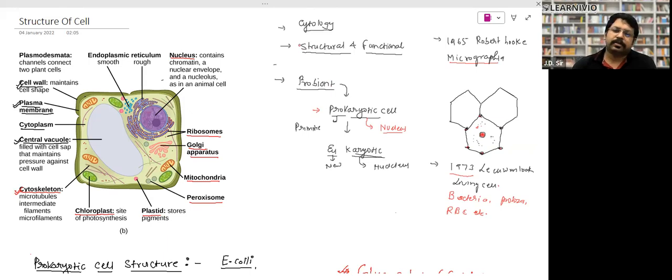So cell is the structural and functional unit of the plant. And this is important. In 1665, there was a scientist, his name was Robert Hooke. Robert Hooke wrote a book, and the name of his book is Micrographia. The name of the book has been asked multiple times, so you have to remember it. In his book Micrographia, he described the cell. So he is the first person who discovered the cell, right?